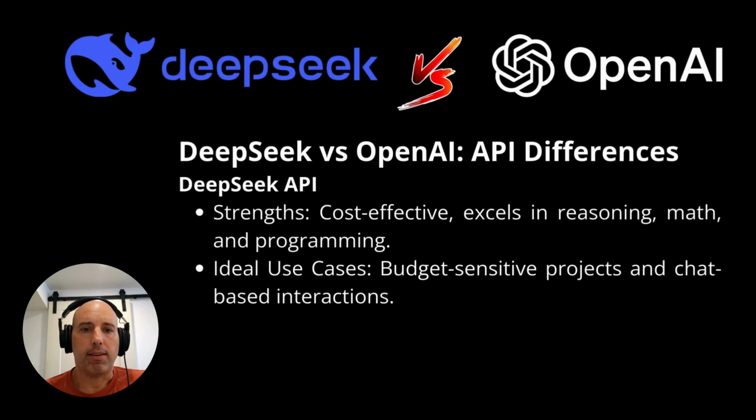And the next thing, some of the differences, and we'll get into a little bit, is the DeepSeek API and when you might want to use it. It's cost effective. It excels in reasoning, math, and programming, and you might use it for things like budget sensitive projects and chat based interactions, as well as coding. It's amazing for programming and reasoning.